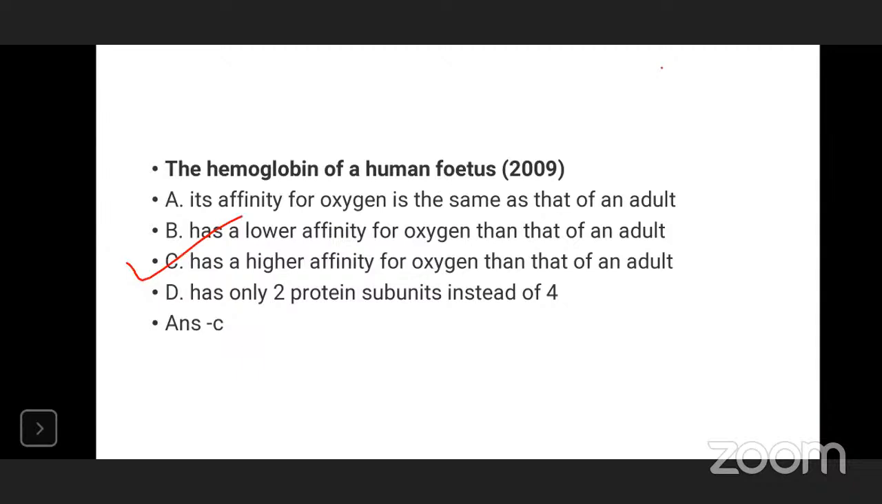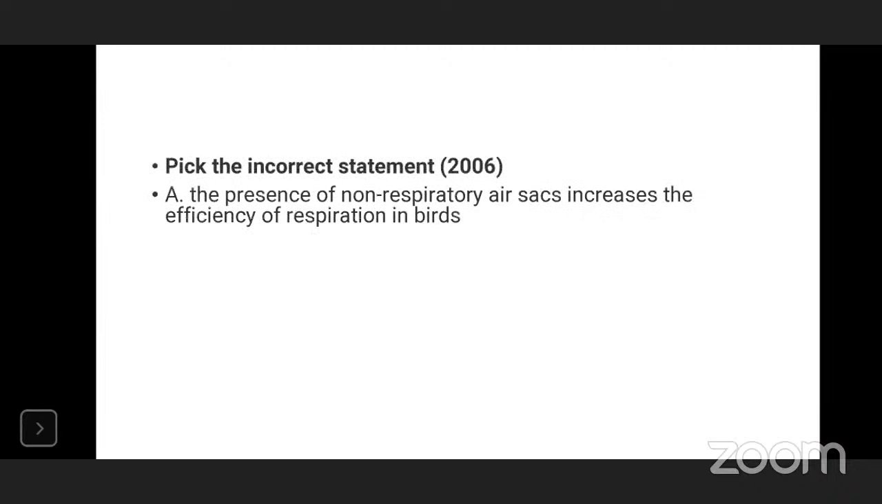They have to transport oxygen to all the parts of the body, because they don't respire on their own. They depend on the mother for the process of respiration. Their lungs are not functional, so they take the oxygen from the mother's body, that is through the placenta. That's why they have a higher affinity for oxygen than an adult, who can respire through their lungs.